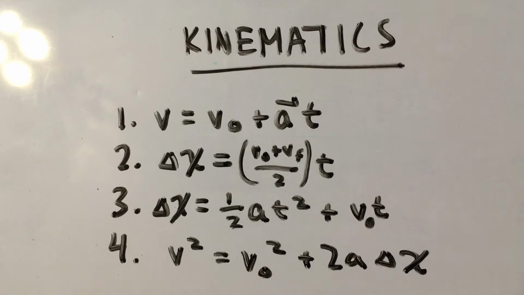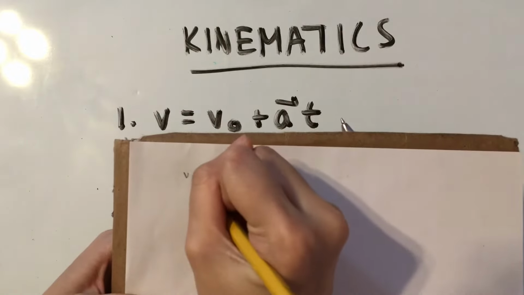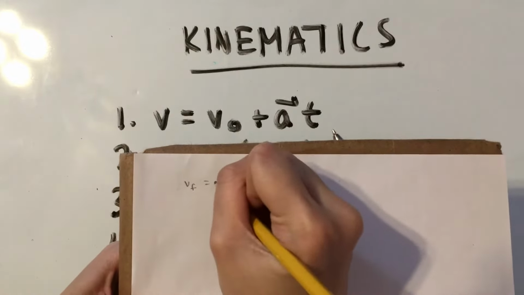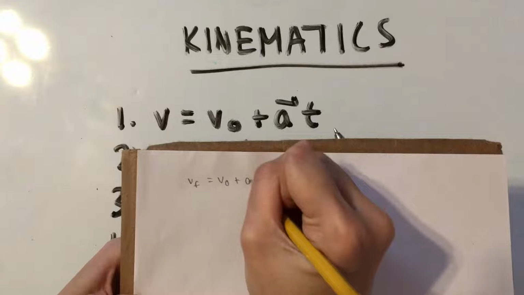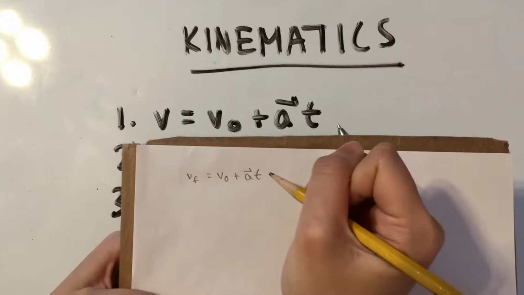So these are the 4 kinematics equations that you need to know for physics, and yeah, that's a lot of variables. So I'll be showing you in this video how you can memorize them efficiently and use what you already know to derive them. So our first one is final velocity equals initial velocity plus acceleration times time.